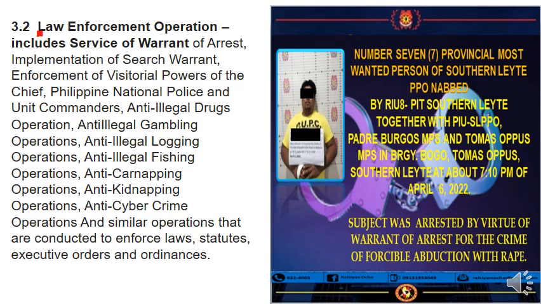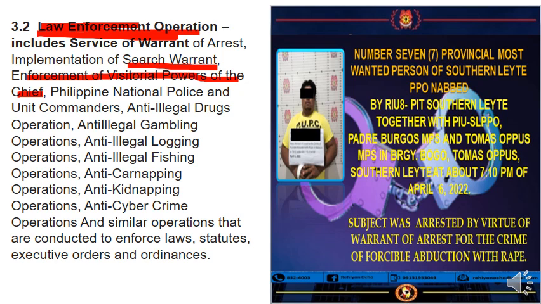Next is your law enforcement operation, and this includes the service of warrant of arrest. You can name a lot of operations pertaining to law enforcement because this is the heart and soul of being a police officer. The law enforcement operation, it means as a law enforcer, you are always expected to do the law enforcement operation, right? You are the implementer of the law, a servant of the law. So it also includes implementation of search warrant and enforcement of visitorial powers of the Chief Philippine National Police.